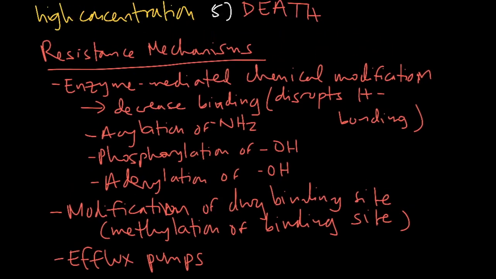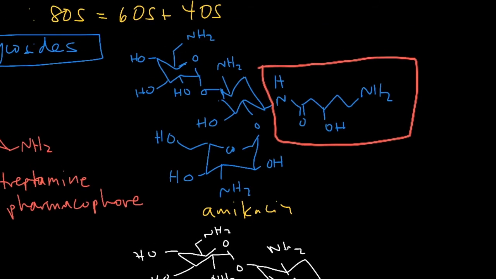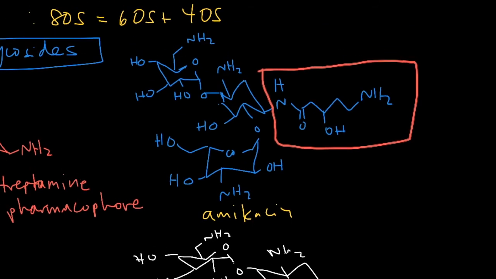So, test type of question. If I show you amikacin, show me one part of the molecule that you can phosphorylate. Remember that phosphorylation happens at OH. So you can phosphorylate here, here, here, here. Look for the OHs and you can phosphorylate them.